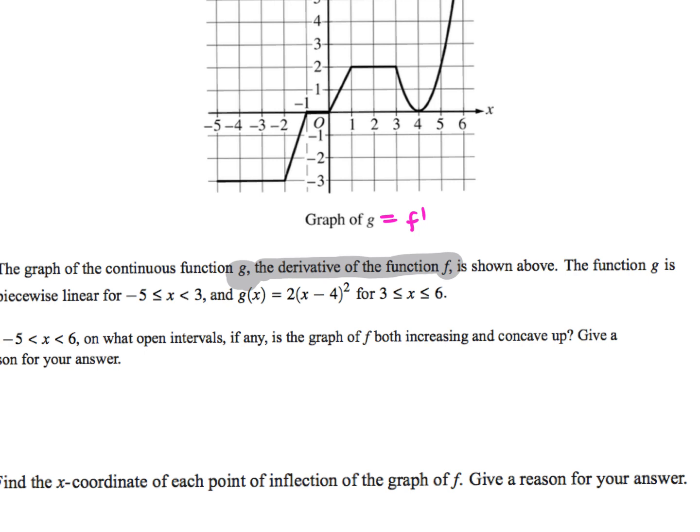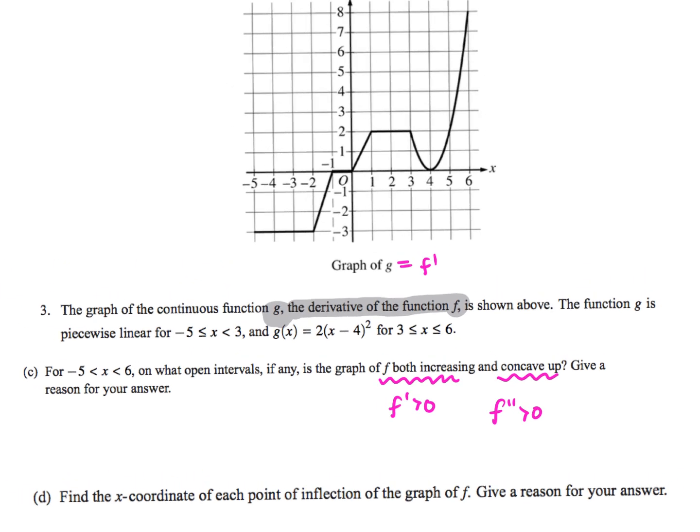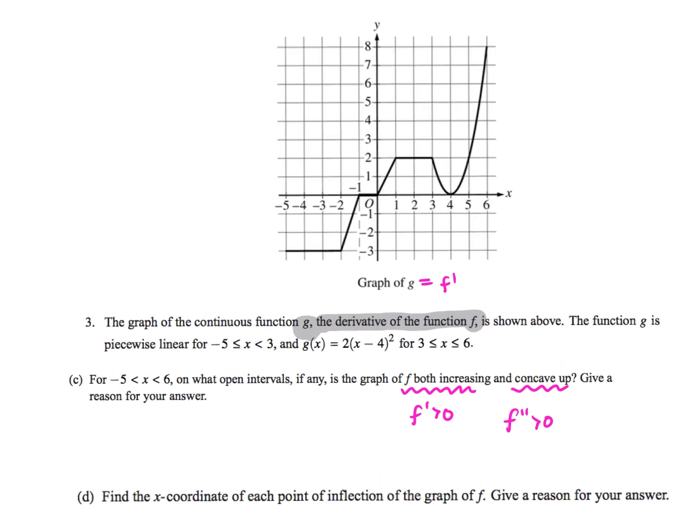So if we're looking for when my function is increasing, we're going to say that's when my F prime is greater than 0. And when my function is concave up, that's when the second derivative is greater than 0. Right there, that's our point. Okay, you guys, every graph we look at, I don't care if it's F prime or F double prime, you can always do this. And that kind of helps remind us of the values.